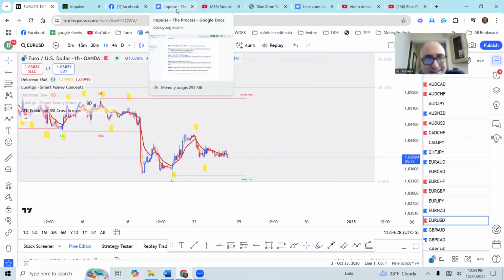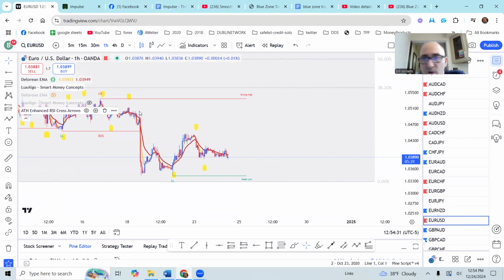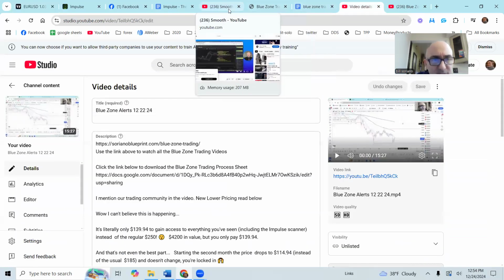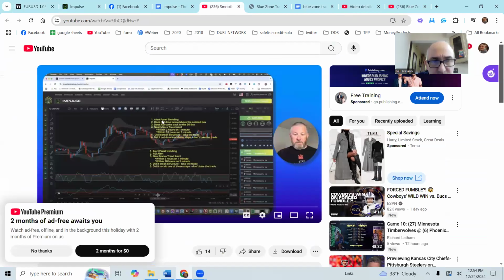So this is our new indicator. It's called the ATH Enhanced RSI Crossover. So basically what it looks for is when price is trending up, and Michael has a video here. Let me see if I saved it. This is Michael's video explaining this, but basically alert panel trending right. Price is trending up. Looks for the RSI to drop down below the 20, basically the colored box, and then come back above the 50. Okay, once it comes back above the 50, that's when you would take the trade.